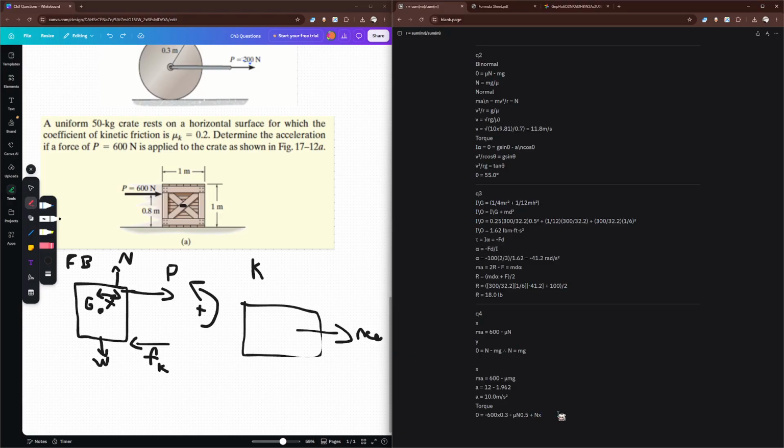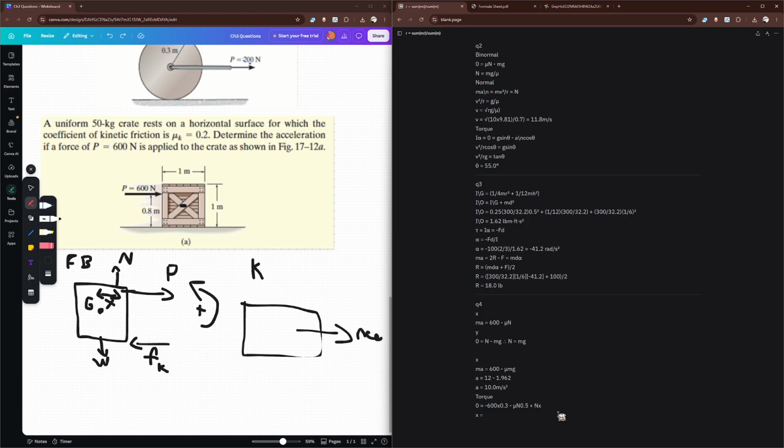Now we know what N is, we know what mu is, and we're solving for x. So x is going to be equal to, we add these two so these become positive, and then divide by N. So we have 600 times 0.3 plus mu times 0.5, over N. N was mg, so this is over mg, like so. Solving this, plugging in all our variables: 600 times 0.3 divided by 50 times 9.81, plus 0.2 times 0.05, times 0.5, gets us a distance of 0.467 meters.